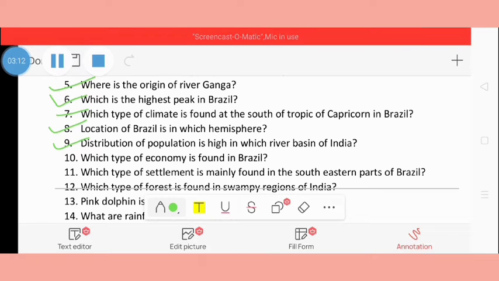Question number 10. Which type of economy is found in Brazil? A developing mixed economy is found in Brazil.